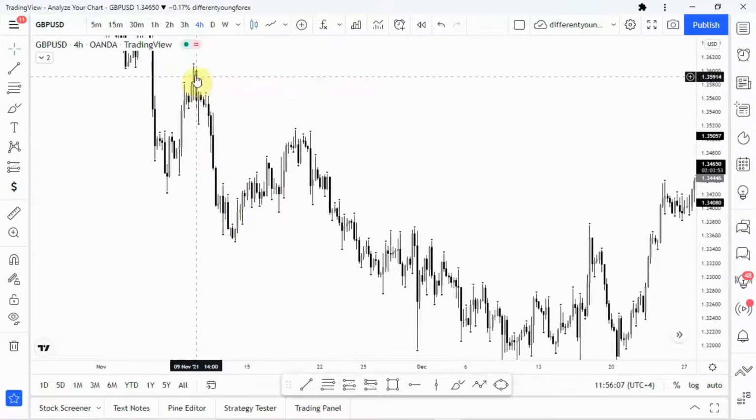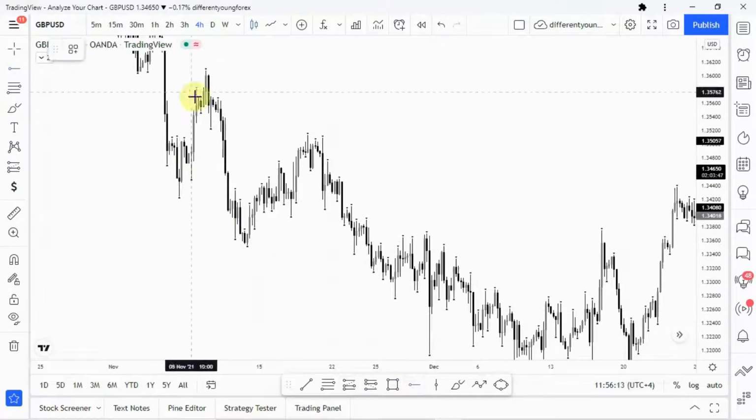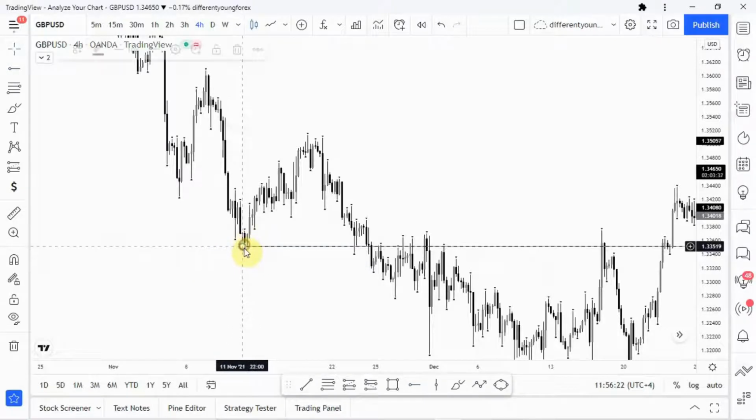As you can see, this is completely bearish, right? So when the market is bearish, the first thing we need to look at is our low of the market, and the low of the market at this moment is right here, and this is our fractal low.